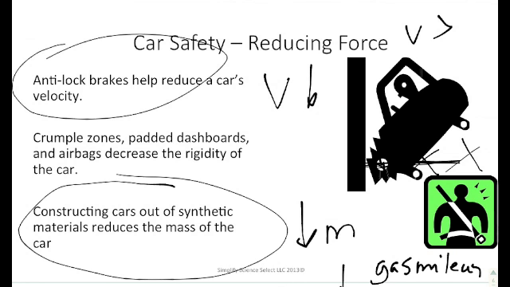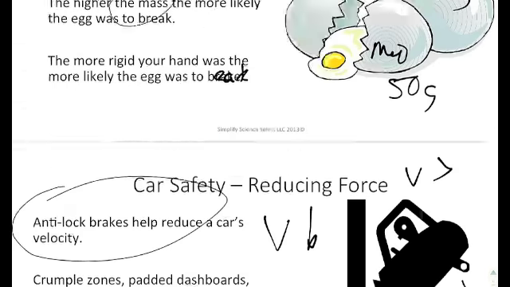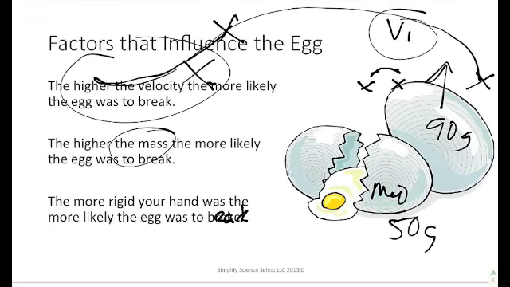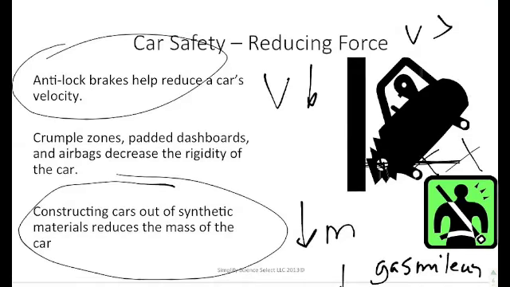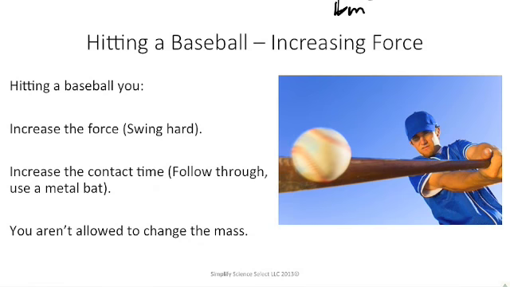Finally, you have what are called crumple zones. The crumple zones are the idea of rigidity. The more rigid your hand is, the more likely it was to break. The more rigid your car is, if it's made out of metal and it's really solid, the more likely it is to break.